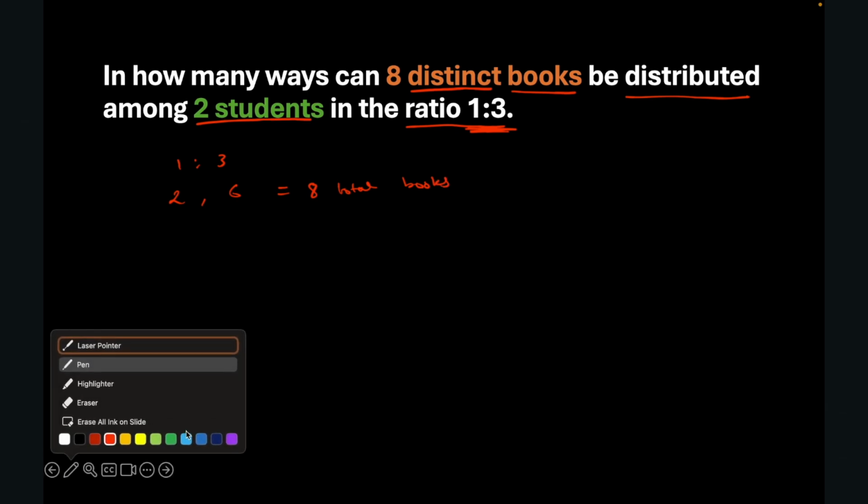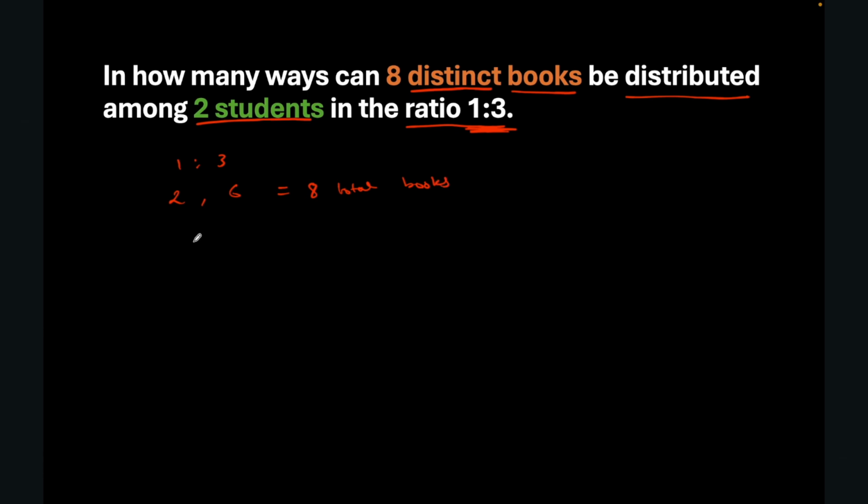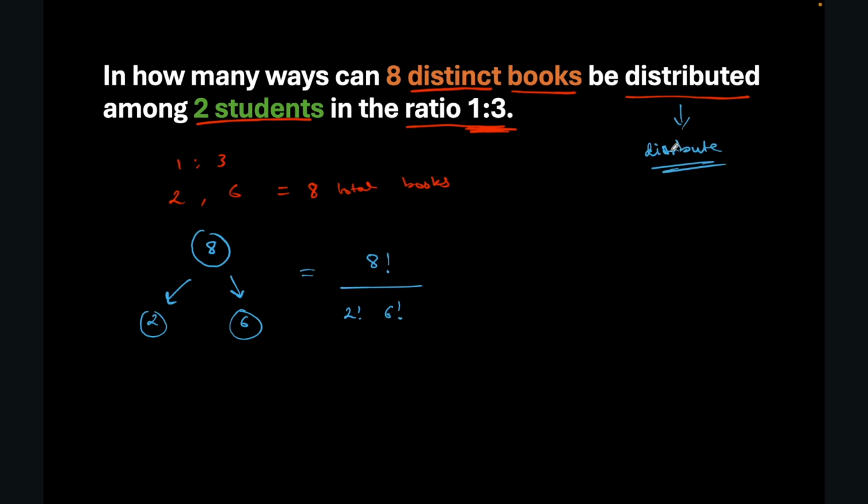8 total books. Okay, let's change the color. So now we're going to have 8 divided into 2 and 6, that's what we have, right? Simple case of unequal grouping, right? So we're going to have 8 factorial by 2 factorial by 6 factorial. However, that's again not the complete solution, because we're asked to distribute them. We're not just grouping the books, we're distributing them as well amongst 2 students.